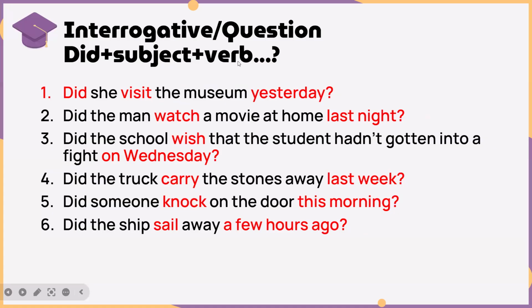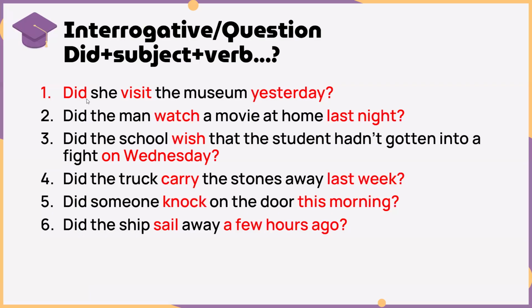then the subject, then the verb, and the complement of the sentence. For example, did she visit the museum yesterday? If you notice here, okay, I'm using did. It's already indicating that it's the past tense. So I cannot use visited. I cannot put ed on this verb. This verb has to be in the base form.